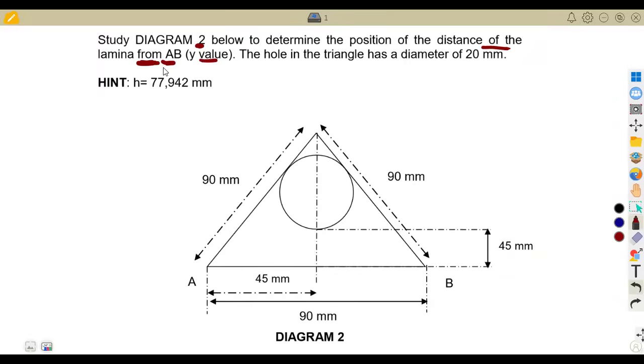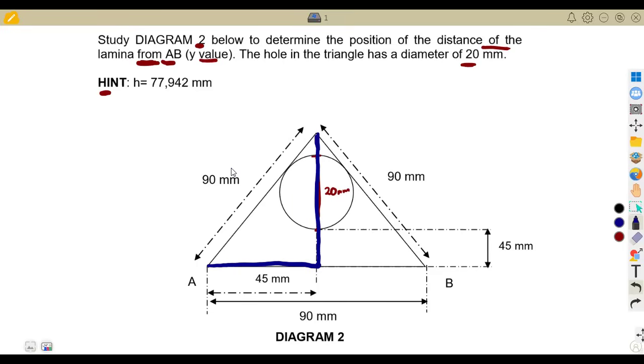Take note. And we are given a hole in the triangle, having a diameter of 20 millimeters. So this is 20 millimeters. And as a hint, we are given h is equal to 77.942. In actual sense, if you were not given this, you were supposed to calculate this h. Because we need the perpendicular height. Remember, when dealing with a triangle, we're going to need the perpendicular height.